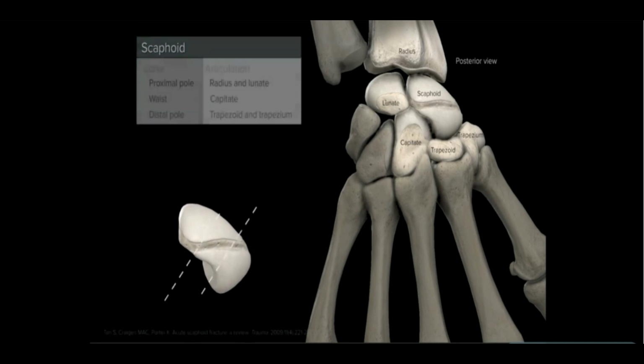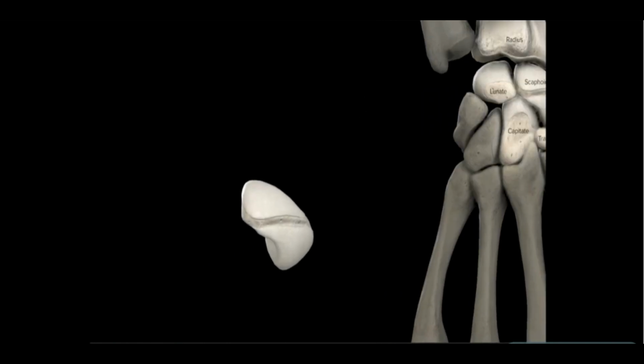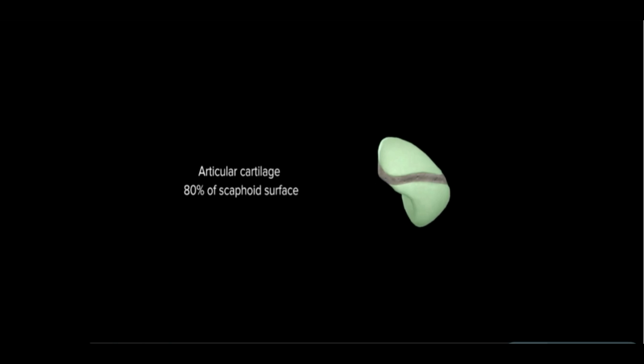The scaphoid has 3 main zones: the proximal pole, which articulates with the radius and the lunate, the waist with the capitate, and the distal pole articulating with the trapezoid and trapezium. As you can see, the articular cartilage, highlighted here, covers 80% of the scaphoid surface, and only the narrow area of its neck and a smaller distal portion are available for blood vessels.